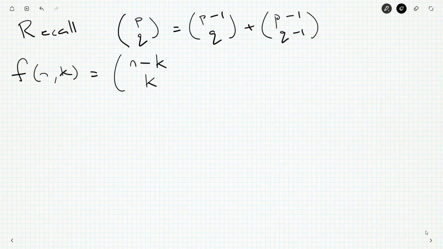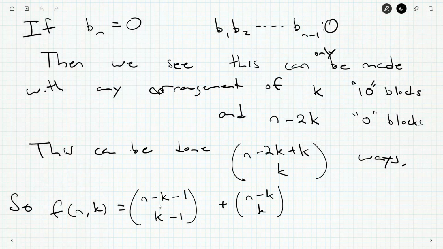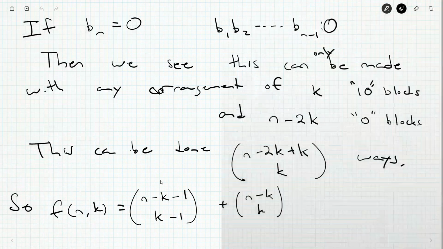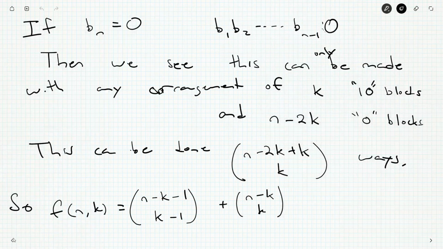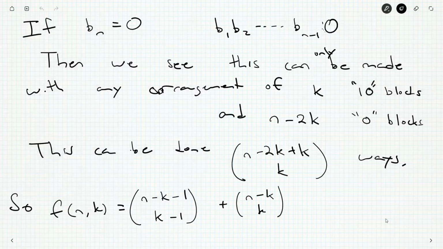Then n minus k, choose k. But it was n minus k, right? Yeah, n minus k, choose k, and n minus k minus 1, choose k minus 1. Wait, shouldn't that be a plus 1 then? Let's go back and double check. Okay, that's why, because it's minus 2k canceling out with k. That's why it's always a minus k. Okay.